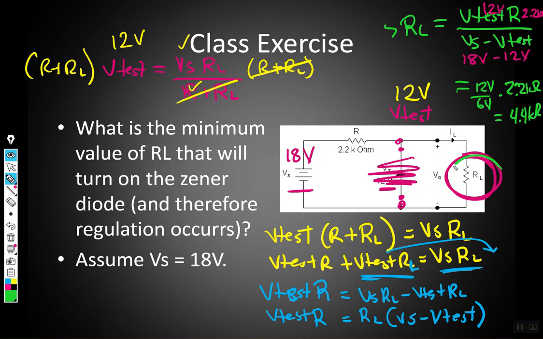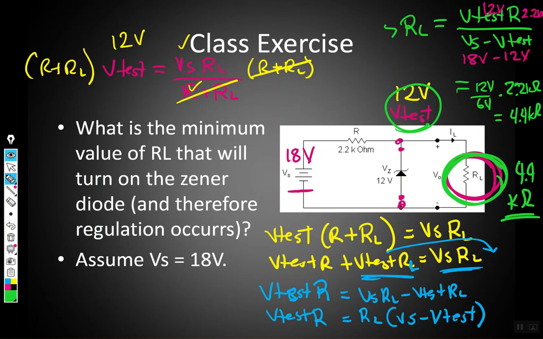So the minimum RL that I can have here that will cause 12 volts here, which will allow this Zener to turn on, is 4.4 kilo ohms. Okay, units are important.